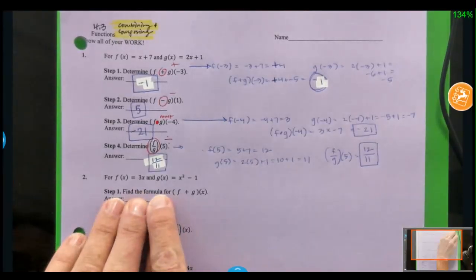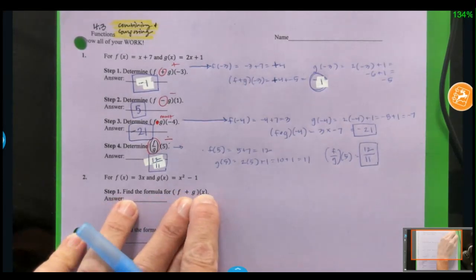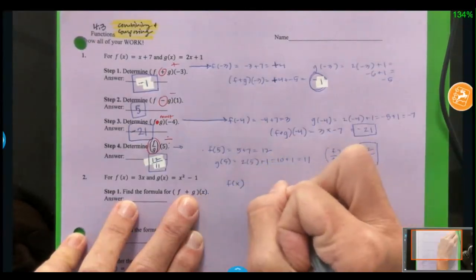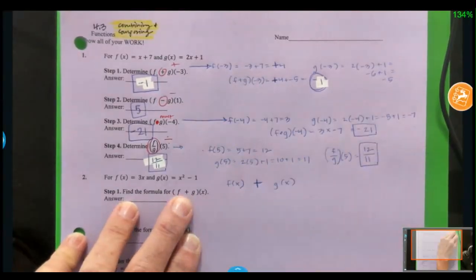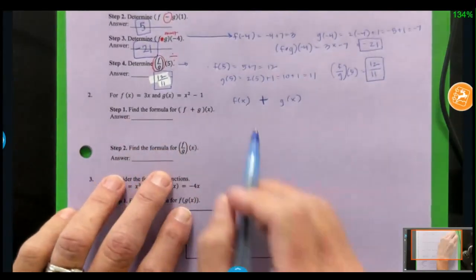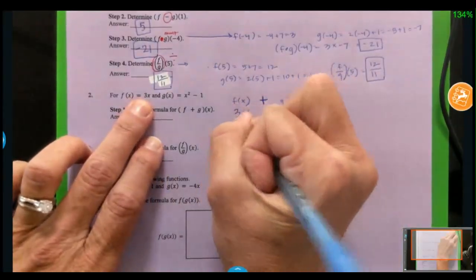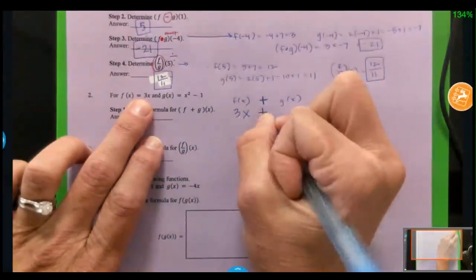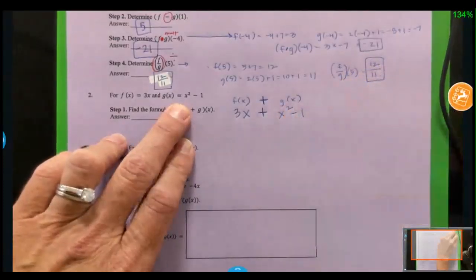Now, let's read what it says. It says, find the formula for f plus g of x. So I need to find f of x and g of x, and add them together, because that's what it says. I don't have a nice, neat number to plug in this time. So I just copy down what f of x is. F of x is 3x. And then I add that to what g of x is, which is x squared subtract 1.